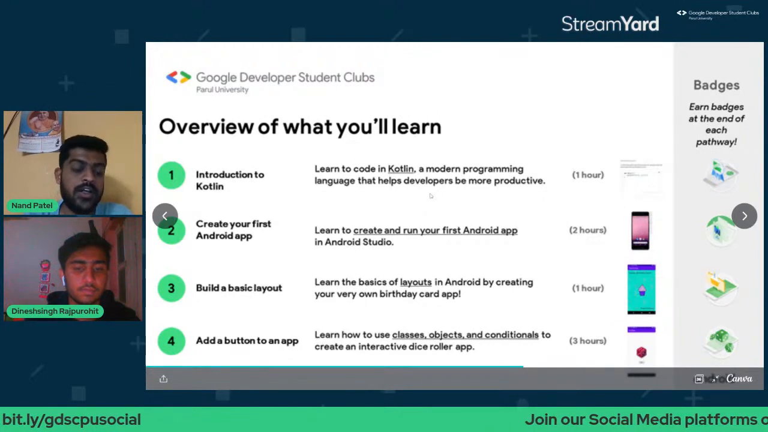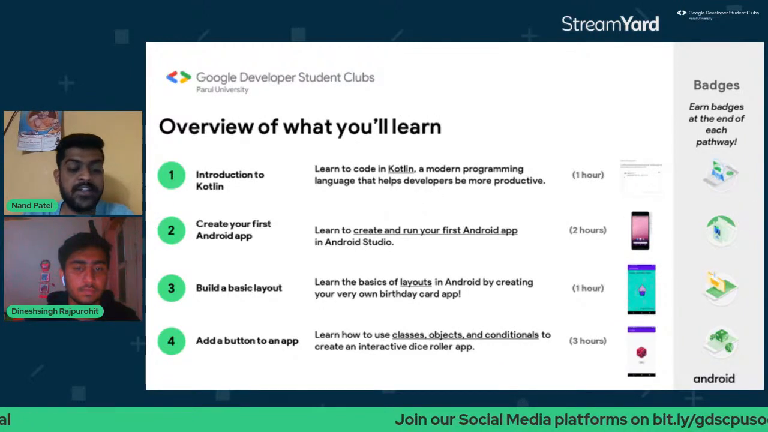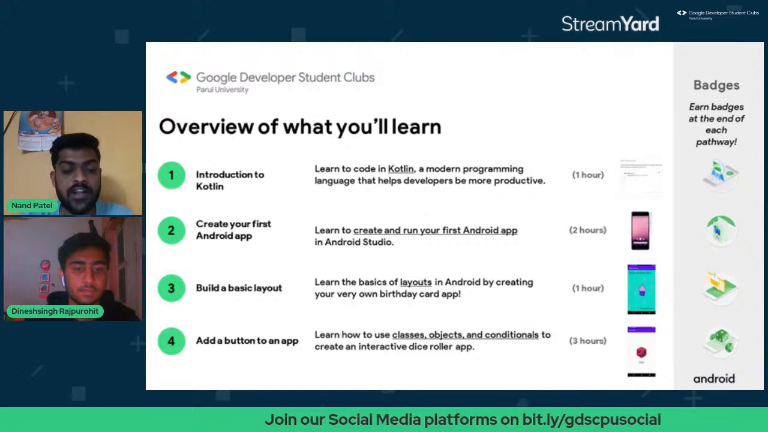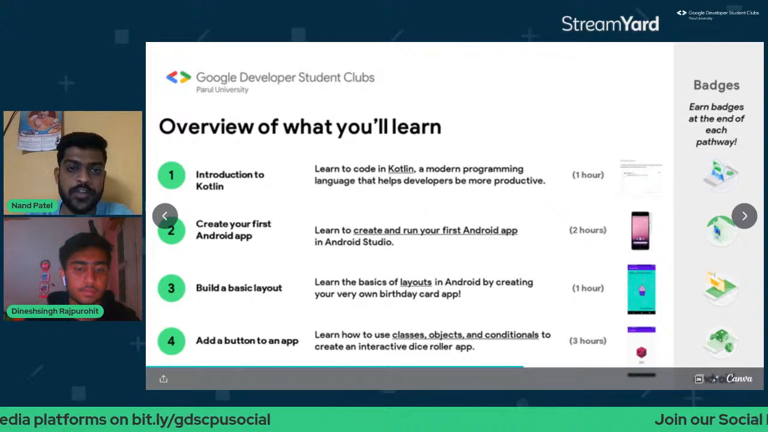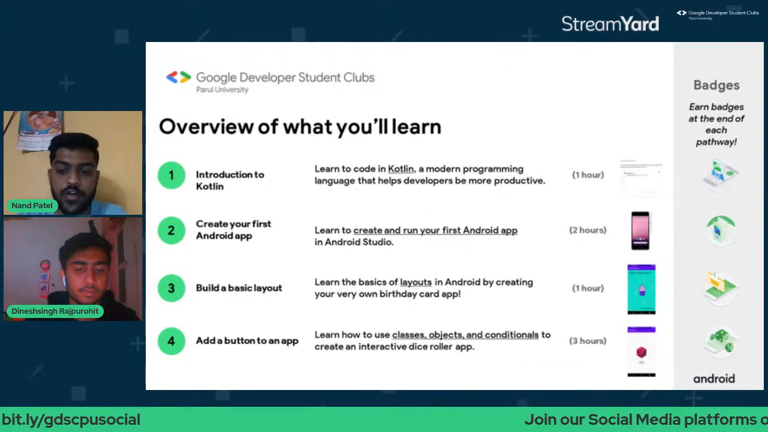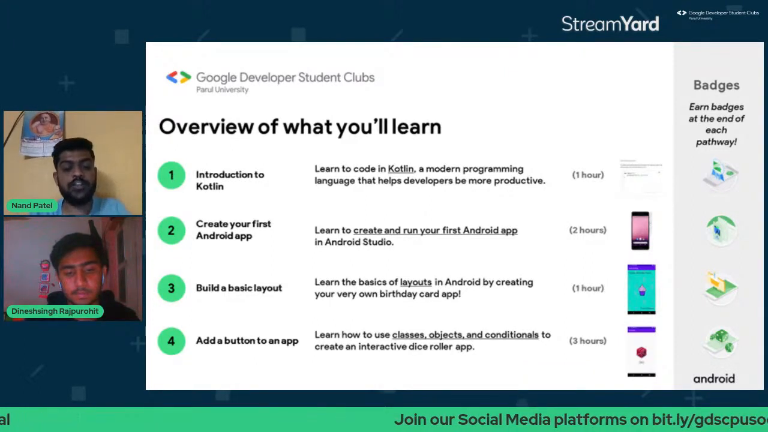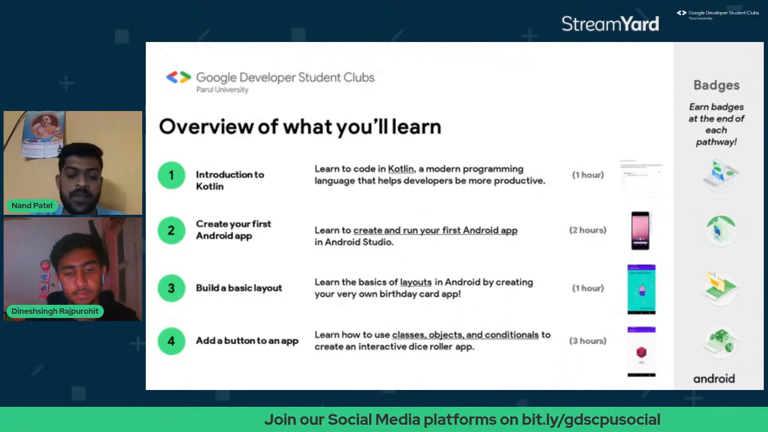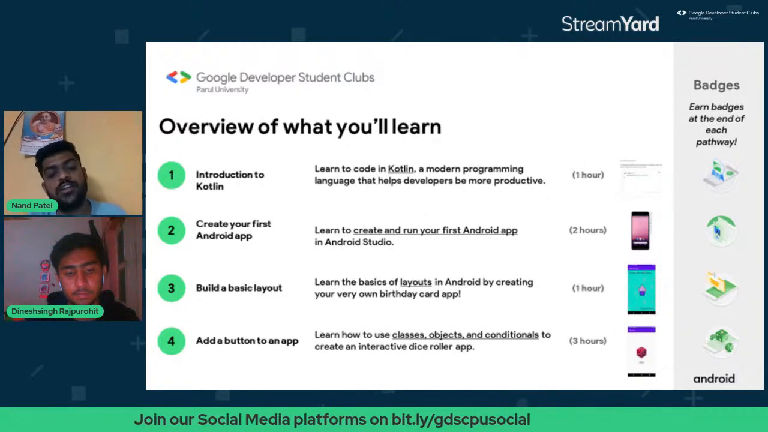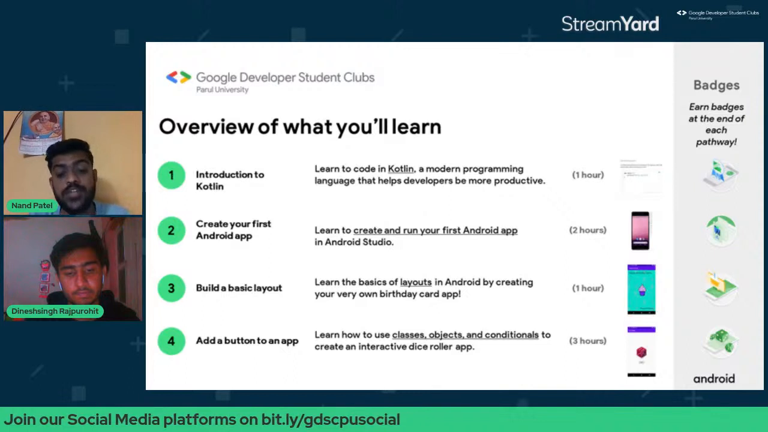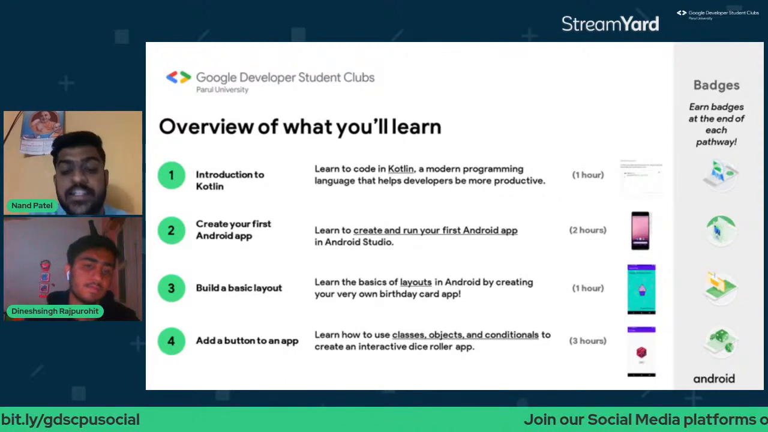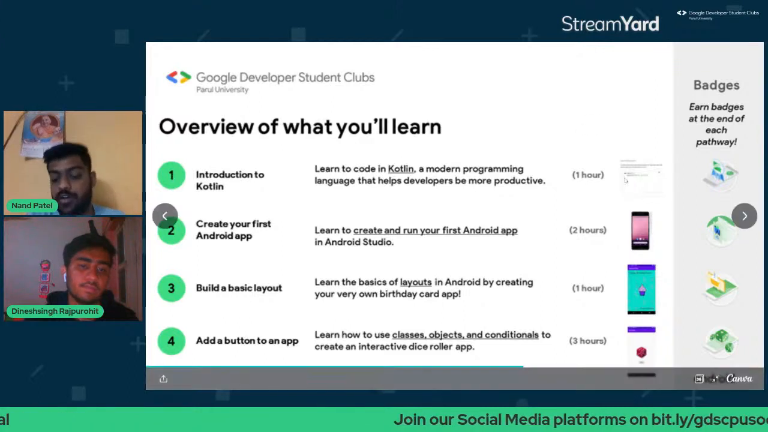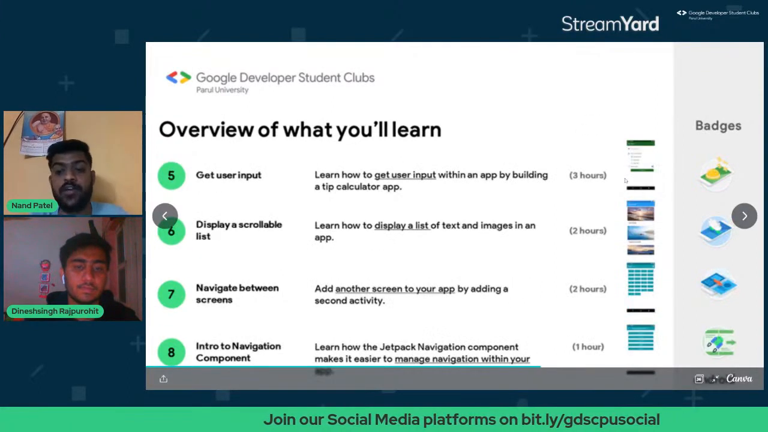The fourth is add a button to an app. There are a few things common to every programming language, like how to get notifications from applications and all that, so you will go step by step. In this chapter, you learn how to use classes, objects and conditionals to create an interactive dice roll app. The session is about 3 hours.